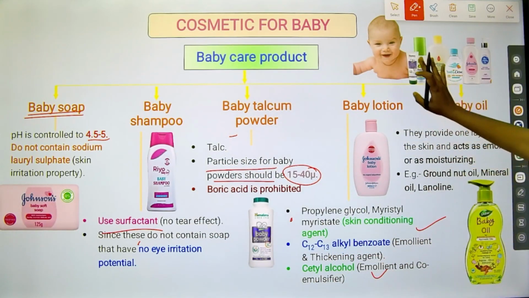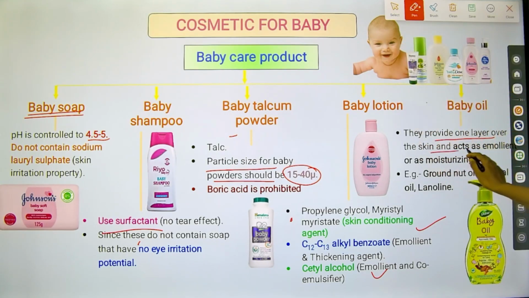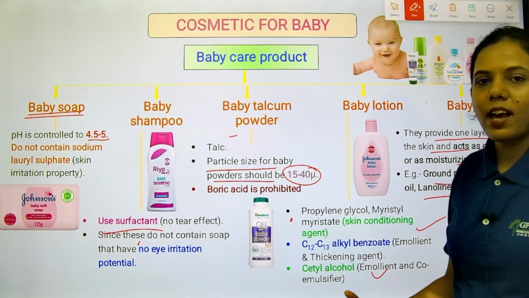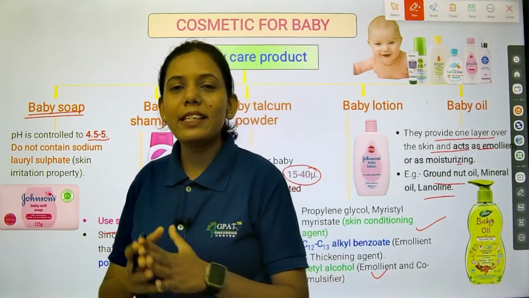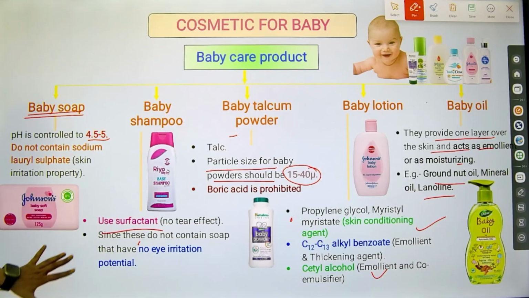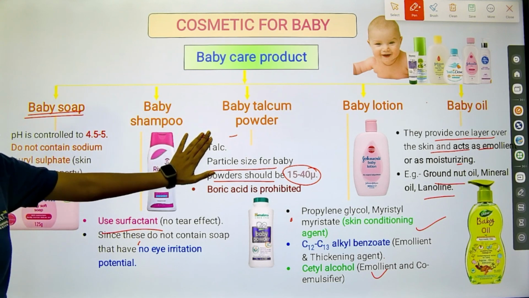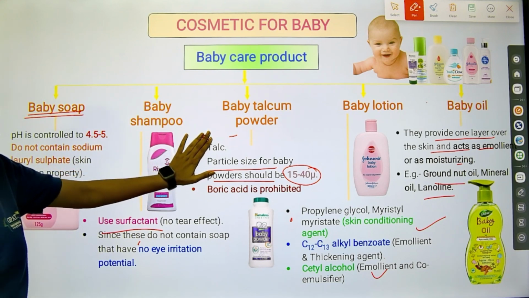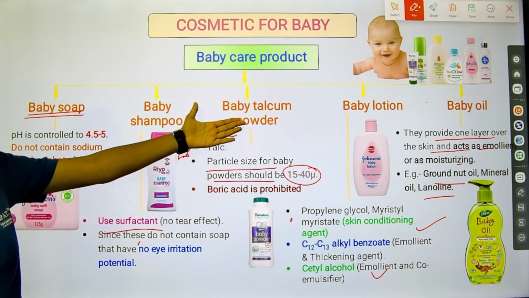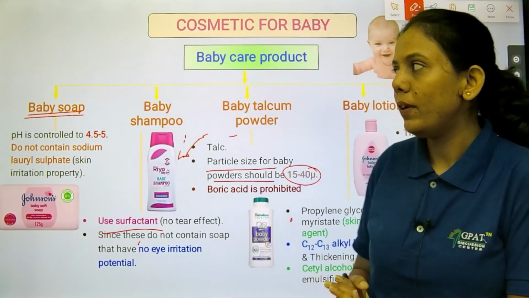Next, baby oils. Most of the companies have these baby oils. They provide one layer over the skin and act as an emollient or moisturizing agent. For example, groundnut oil, mineral oil, lanolin. These are very famous oils that can be safely used for baby skin. Remember, wherever it is highlighted, you should not use SLS. The pH is important. The particle size that you use for baby powders is important. Then you have baby lotion and baby oil. So these are some of the overviews of the baby products that should be used.